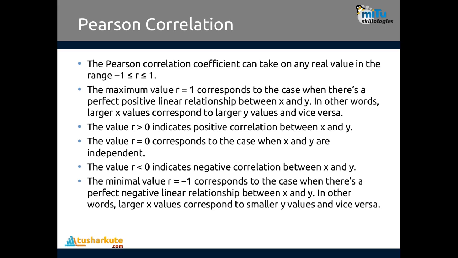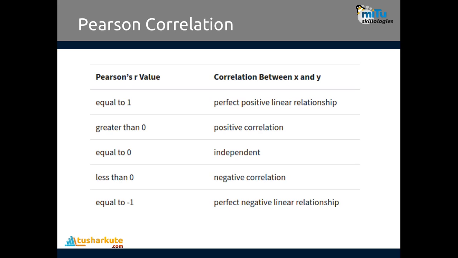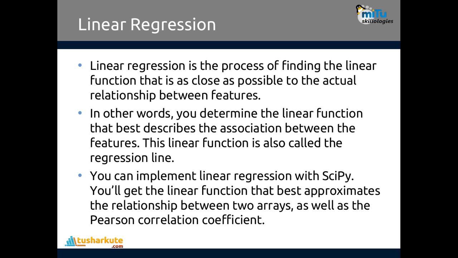The minimal value -1 corresponds to the case where there is a perfect negative relationship between x and y. In other words, larger x values correspond to smaller y values and vice versa. This is what we call Pearson's correlation, which I have just summarized here in this presentation. Equal to 1 is perfect positive, greater than 0 positive, equal to 0 independence, less than 0 negative, and equal to -1 perfect negative linear relationship between x and y. So these are your conclusions from the Pearson correlation factors.